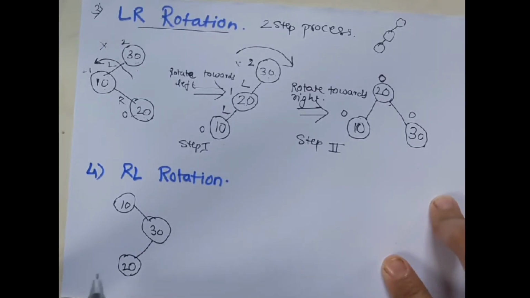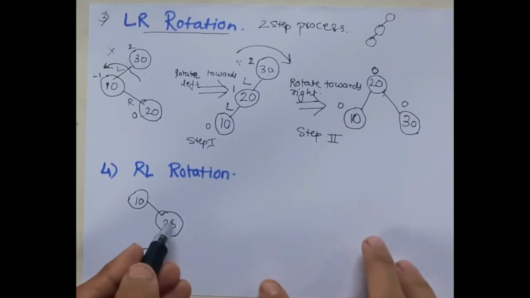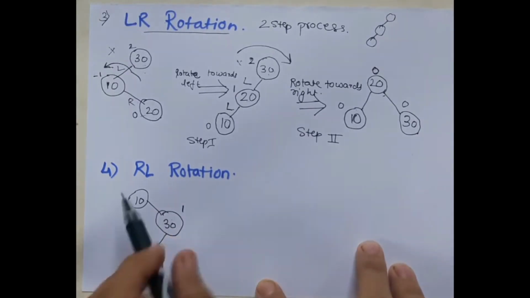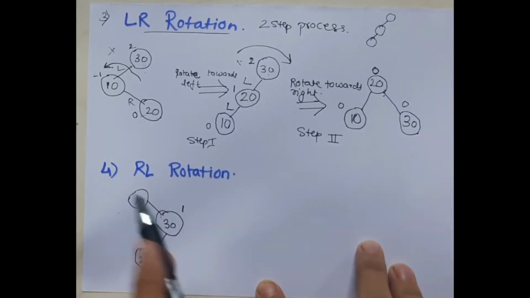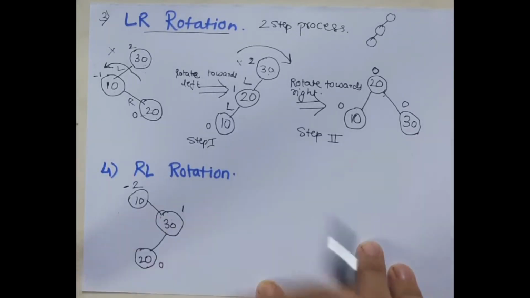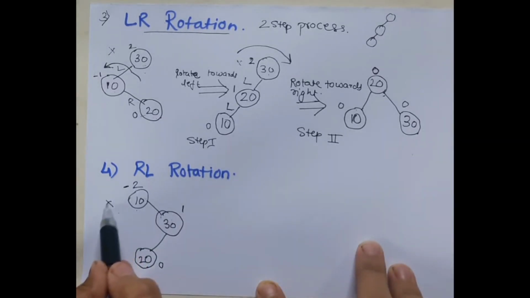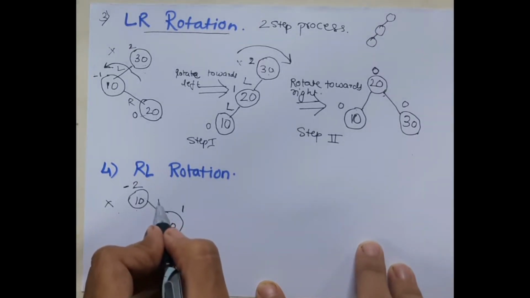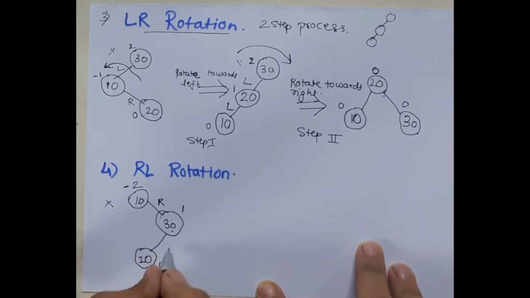So balance factor for 20 is 0 because 0 minus 0 is 0. For 30, the balance factor will be 1 minus 0, that is 1. And for 10, the balance factor will be 0 minus 2, that is minus 2. Okay, so for root 10, the balance factor is minus 2, which is not acceptable. Hence, this tree is not balanced. Why it is not balanced? Because 30 is attached as a right branch for 10 and 20 is attached as a left branch for 30. So this is RL type of imbalance.